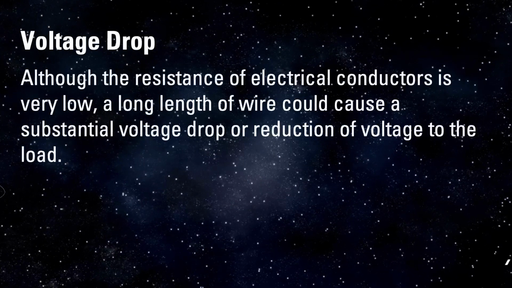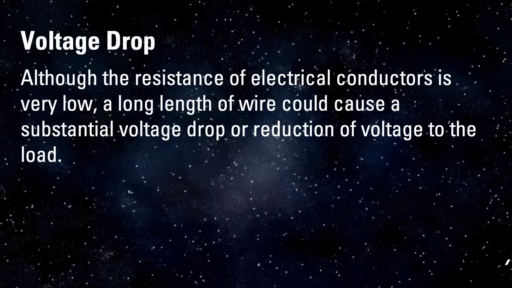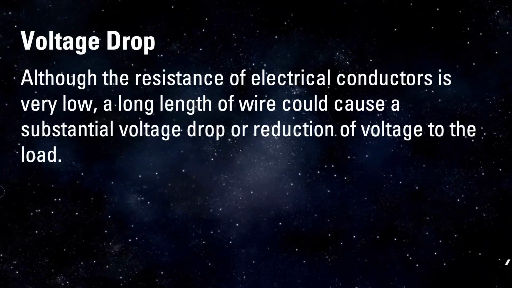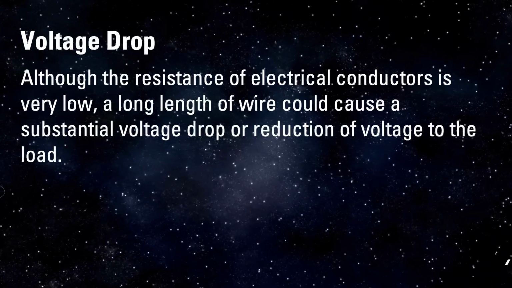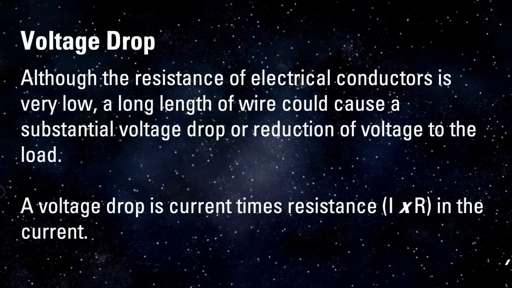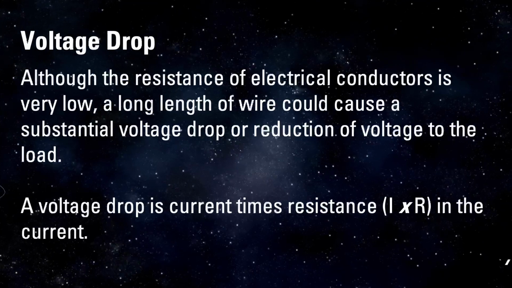Voltage drop. Although the resistance of electrical conductors is very low, a long length of wire could cause a substantial voltage drop, or reduction of voltage to the load. A voltage drop is current times resistance, or I times R, in the circuit.